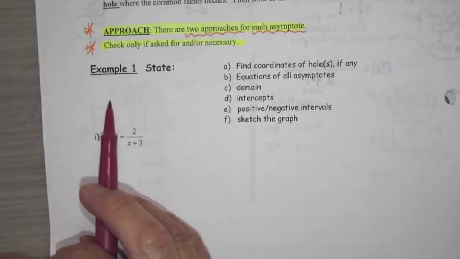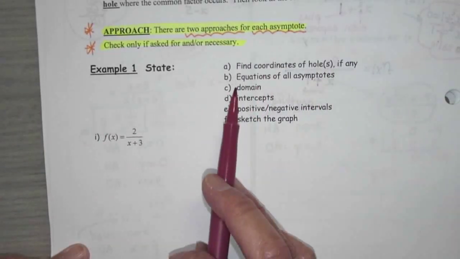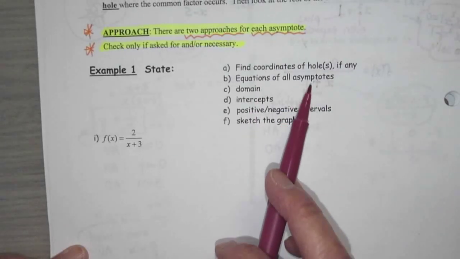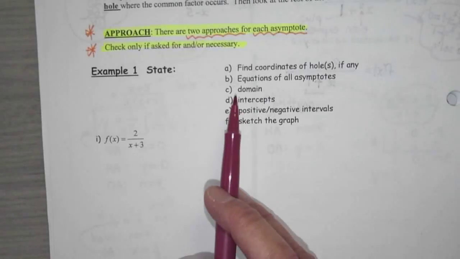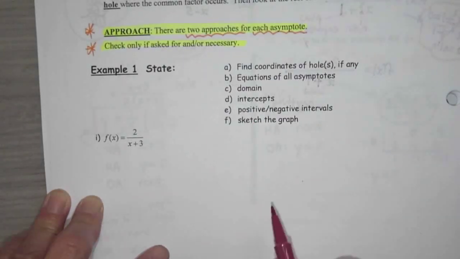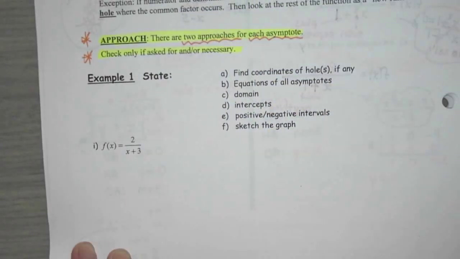So for example 1, I want you to state holes, asymptotes, all of them. So that should be vertical, horizontal, and oblique, and domain, the intercepts, all that stuff. And we're going to talk about positive, negative intervals, which I think we did way back in chapter 1, where above the x-axis is positive and below is negative, and we're going to sketch the graph. So we're going to put that together.